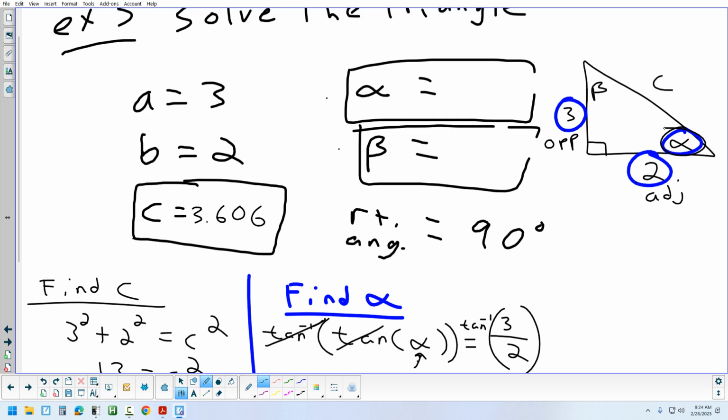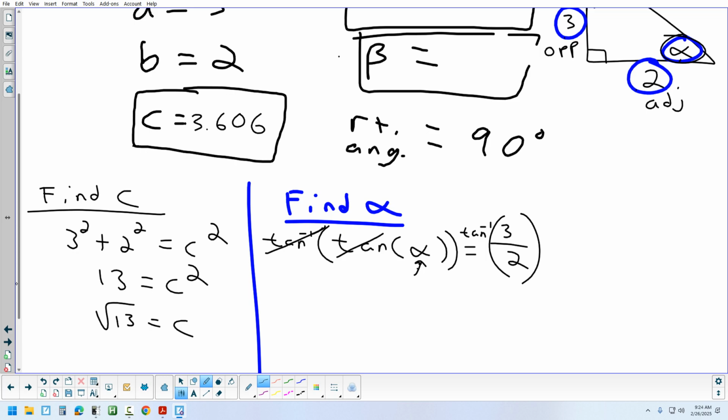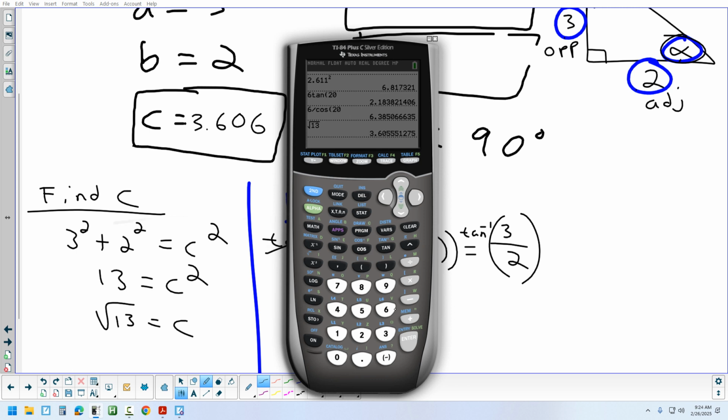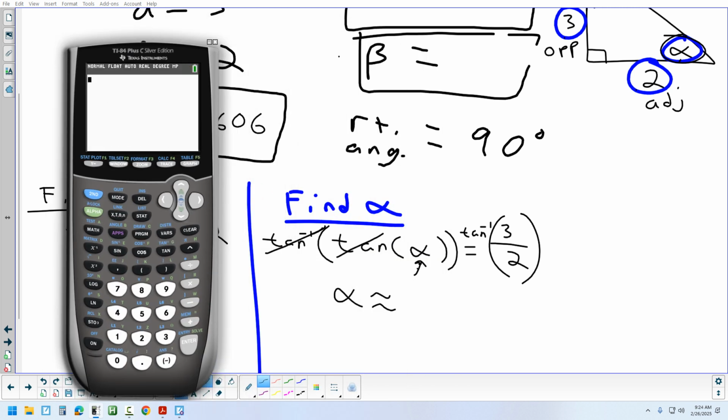Yeah? Because it's a complementary angle. Right, it's a complementary angle. So by definition, it has to be between negative 90 and 90. So it is safe to cross those two things out. They will cancel. And now we get alpha is approximately, and how do I get inverse tangent on the calculator? Second tangent, and we're going to do 3 over 2. And that gives me an angle of 56 point, well, this time I'm just going to round to 2 decimal places, 56.31.